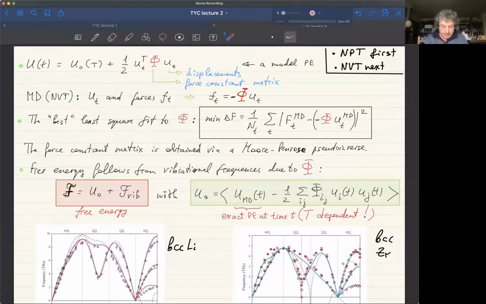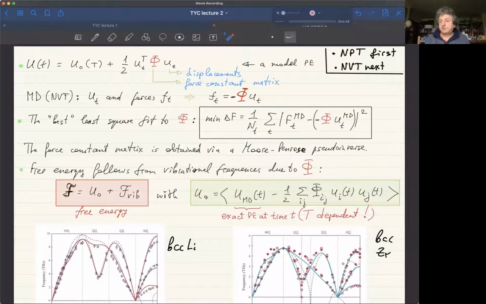All right. But once you have done this, you determine this best coefficient from the molecular dynamic simulations. And this can be done for any structure. It can be cubic, it can be tetragonal, it can be hexagonal, whatever. It doesn't really matter.